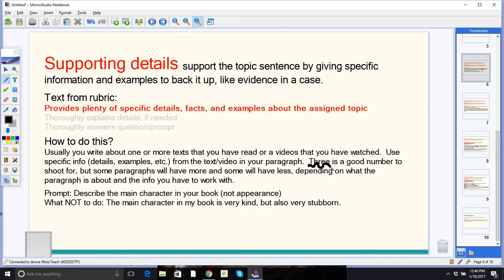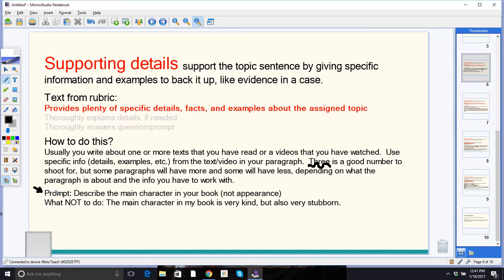There's a rule in writing, it's called the power of 3. And that's a good rule to remember. It's just a reminder that when in doubt, give 3. 3 of whatever it is. 3 paragraphs, 3 details, 3 examples. Okay? So, let's look at an example prompt.